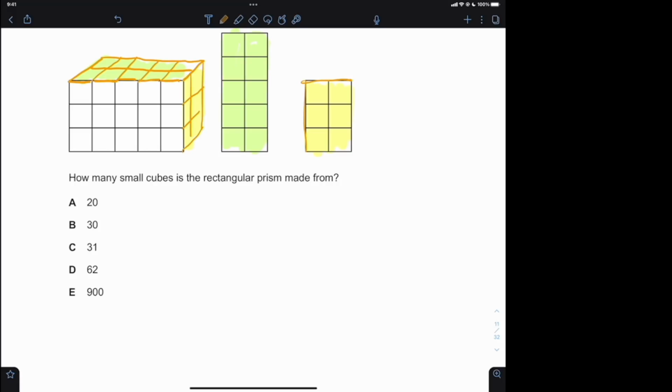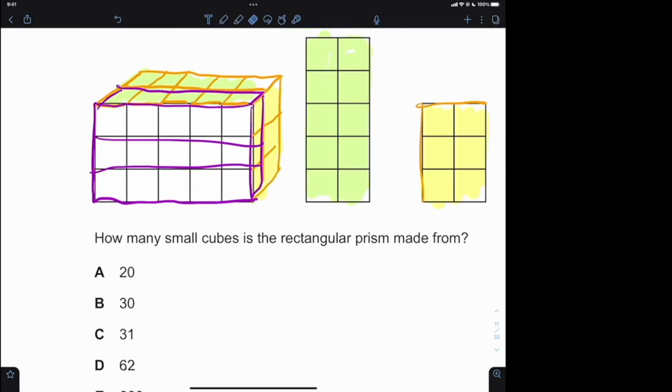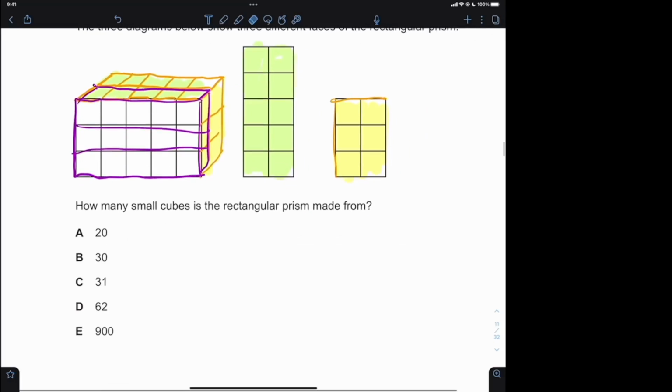Why don't we divide this into the two kind of halves. If I halve it this way, so that I have just what's in purple, then behind it is the exact same shape. This is the exact same as what I've just covered in purple. So within this purple, we have 3 by 5 cubes. We have 15 cubes in this front half, and in the back half, you'd also have 15 cubes. So together that gives you 30 cubes.